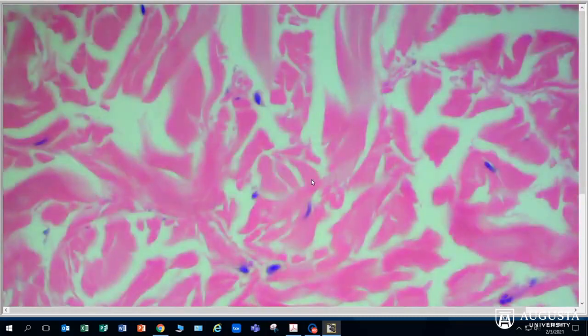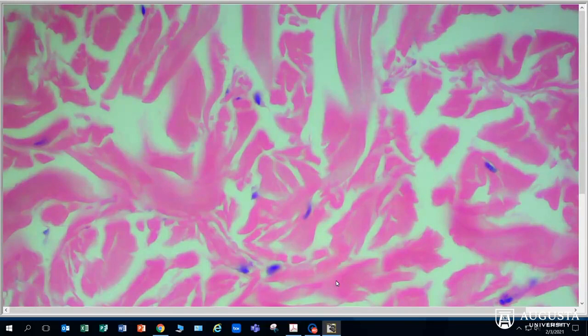Let's go to the 40x objective so that we can look at this in even more detail. Here we have beautiful collagen fibers that are running top to bottom on our screen. Then we have ones that are running kind of on a diagonal. Then we have a patch that's running left to right.